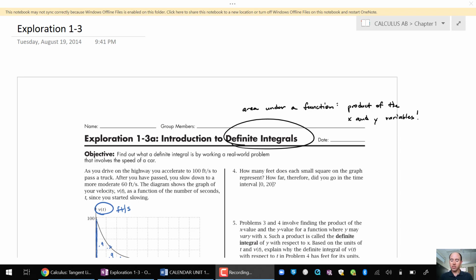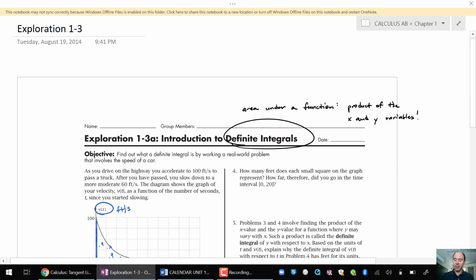And to start off, I'd like you to just notice this definition of what a definite integral in calculus really represents. Sort of graphically or symbolically, it's the area underneath a function, and we define that as the area between the function and the x-axis, or the independent axis. And specifically because it's area, it's the product of the x and y variables. So keep that idea in mind, the product of the x and y variables.